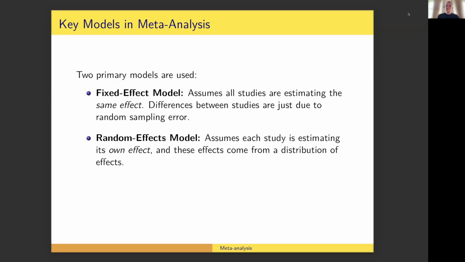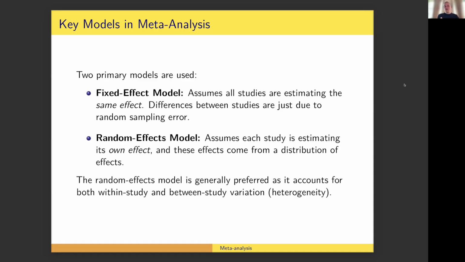In a random effects model, you're assuming that each study is actually estimating its own effect. However, these effects are related to each other. It could, for instance, be a study of a behavioral intervention that's been tested against an active control in one study, a waiting list control in another study, a placebo control in another study, and so on. These are actually different effects that are being estimated, but they are related to one another.